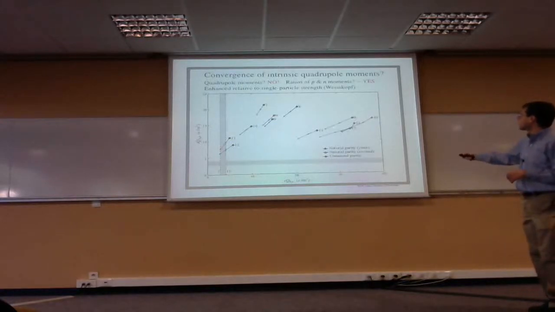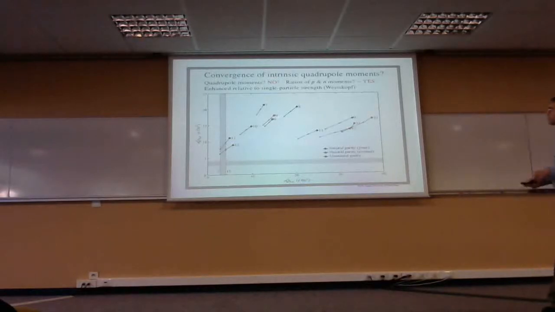For instance, in the unnatural parity state, it looks like the neutrons have a much bigger quadrupole moment than the protons do, whereas that isn't the case in most of these bands, where if anything, the protons have a slightly bigger quadrupole moment. And even though these are still growing, that means that the true value is probably somewhere up here.